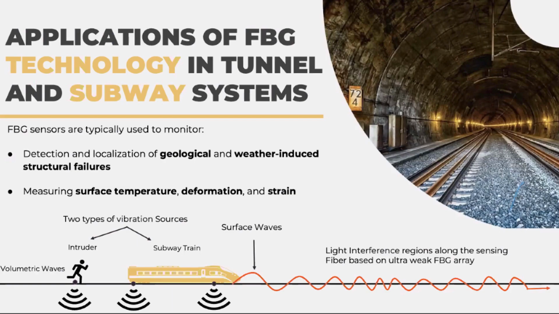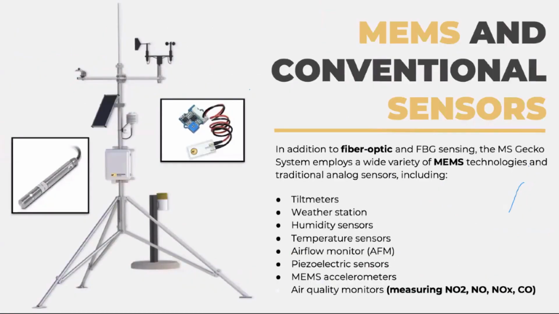Okay, so again, this is the application methods. So detection and localization of geotechnical and weather induced structural failures, measuring surface temperature, deformation and strain. So this is just the typical way we use the FBG sensors. Okay, let's go to the next slide.